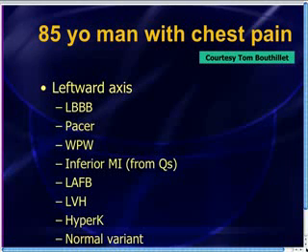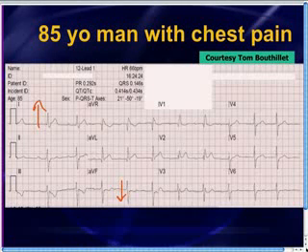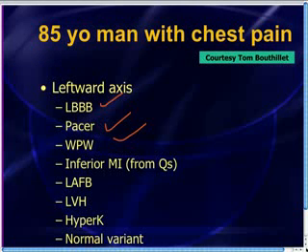So what is the differential diagnosis for a leftward axis? What kind of things give you a leftward axis? Left bundle branch block will give you a leftward axis. Pacers oftentimes do. WPW. If somebody's had an inferior wall MI and has big Q waves in the inferior leads, that's going to give you a left axis deviation. Left anterior fascicular block, LVH, which was the case last week.